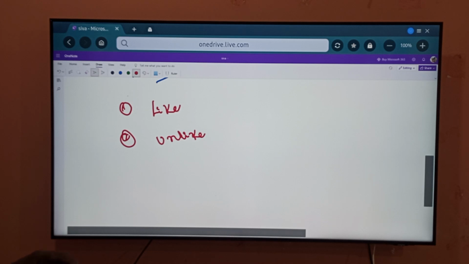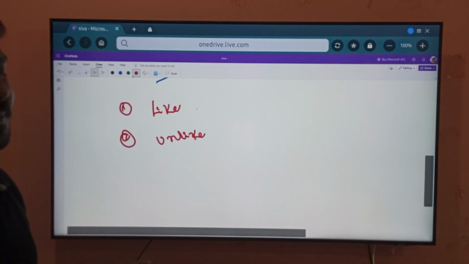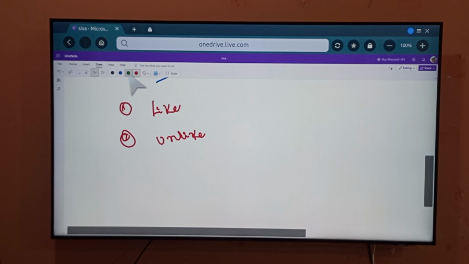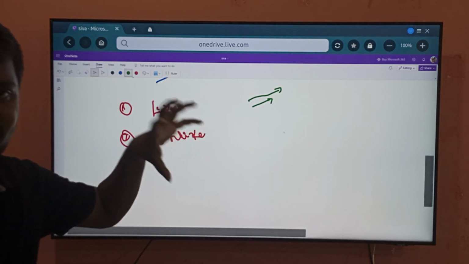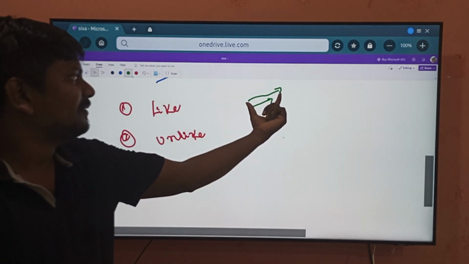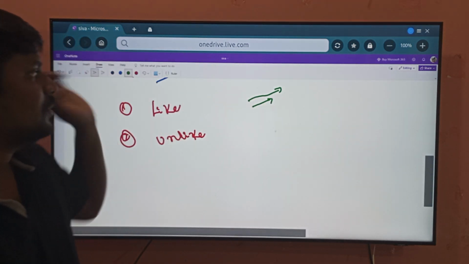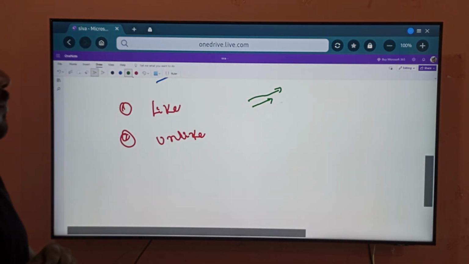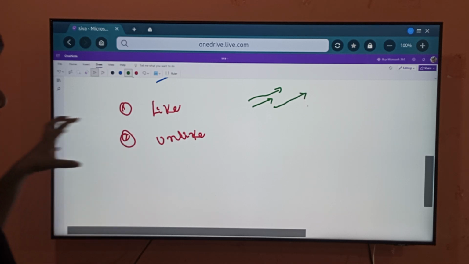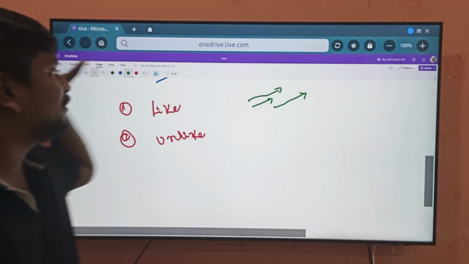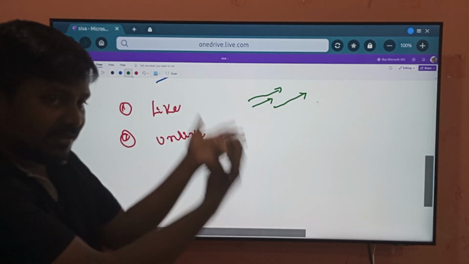So what are like vectors? Like vectors are those whose direction is the same, irrespective of magnitude. Irrespective of magnitude means irrespective of size. Both vectors are pointing in a particular direction, and then those vectors will be considered like vectors.